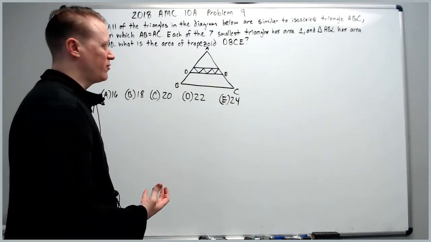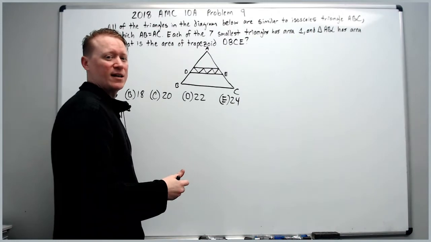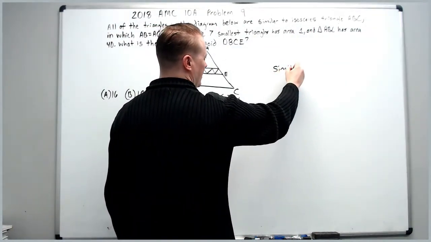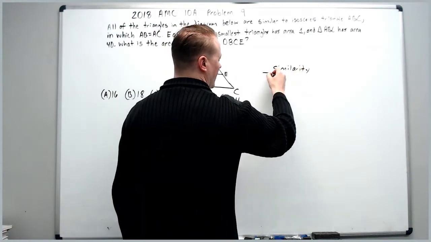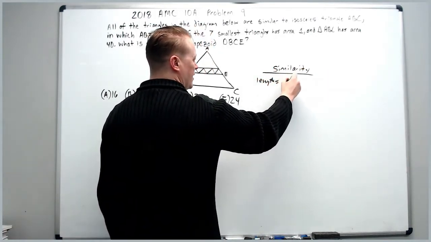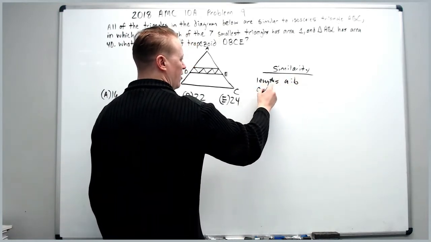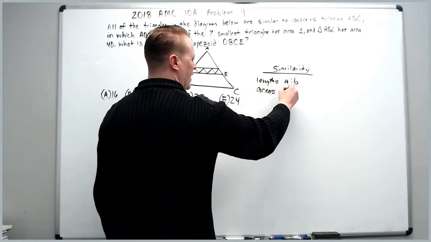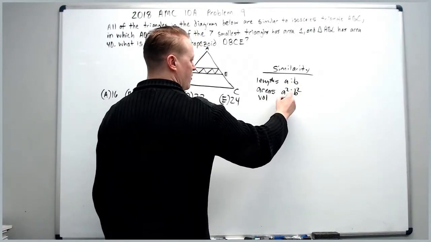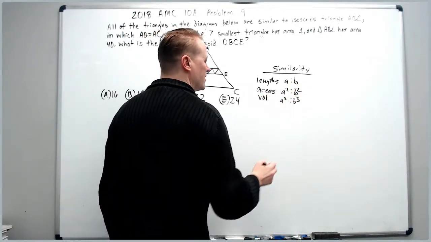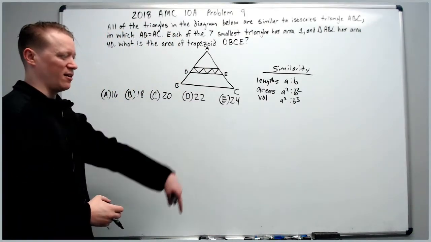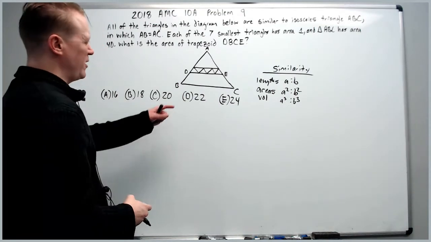The best tool for this problem is your similarity concept for shapes and solids. And this should be in every student's tool belt. For similarity, all lengths will be a to b. All areas will be a squared to b squared. And if there were volumes, they would be a cubed to b cubed. We don't have to worry about volumes because we're in 2 dimensions, but you should think of all of them at the same time. How do we know to pull this out?